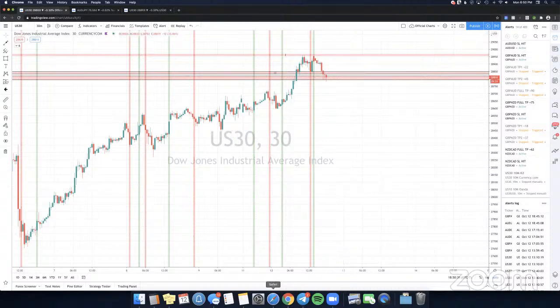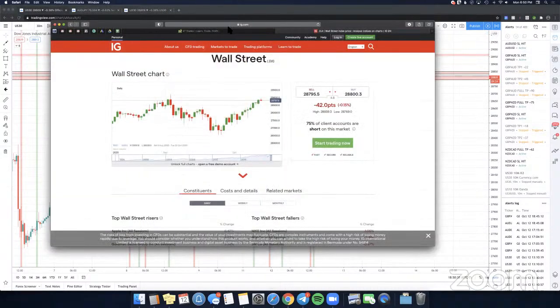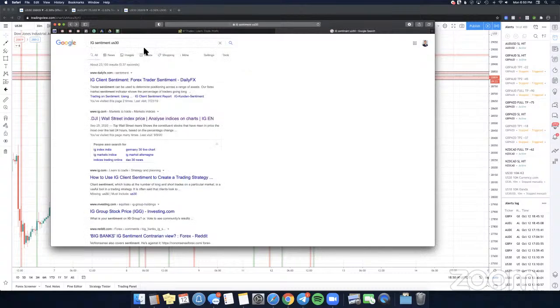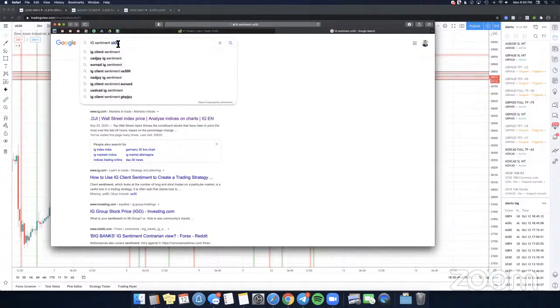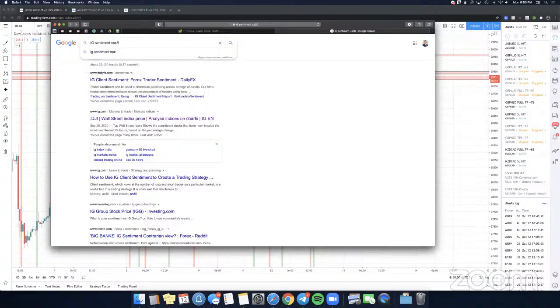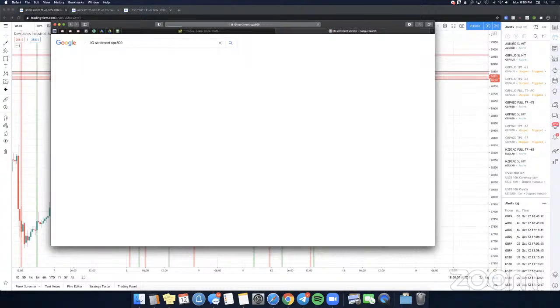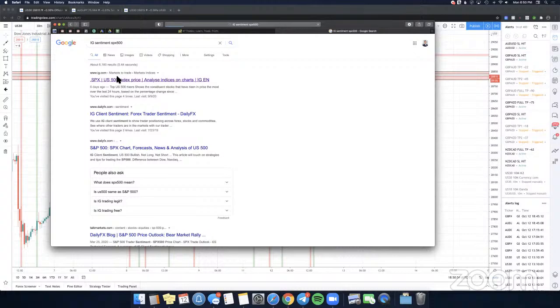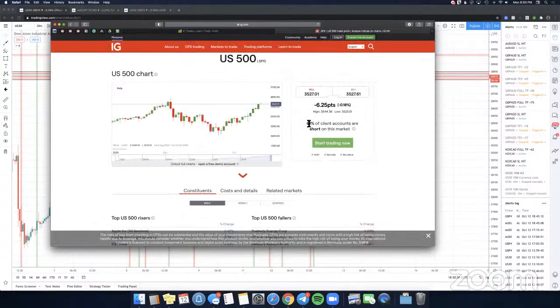Angel, so you just go to Google and search IG sentiment. You can type in whatever asset you're looking at: US 30, EUR USD, GBP USD, it doesn't really matter. So right here, if you want to look at S&P 500, type that in, and you can see 61% of people are short.